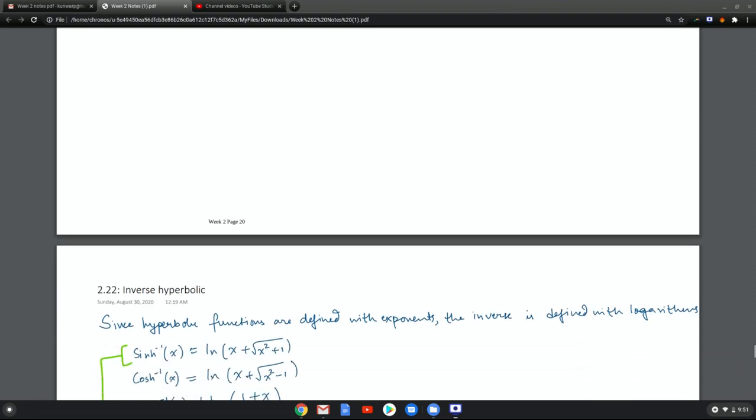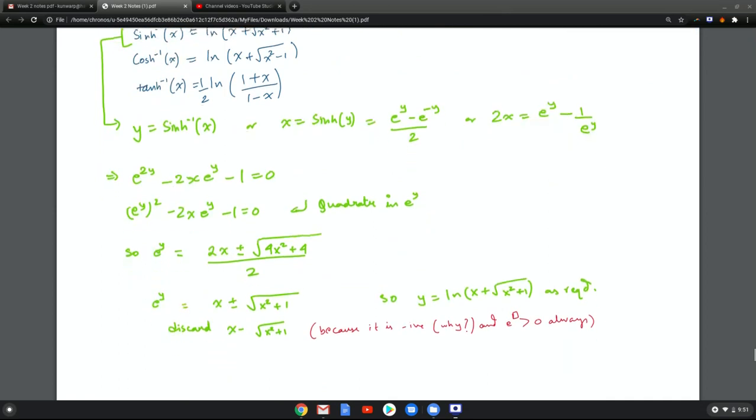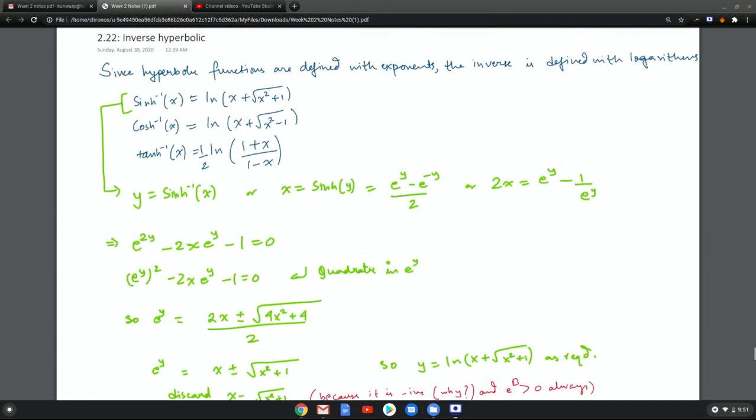Now, since we have looked at the hyperbolic functions, obviously we also want to look at inverse hyperbolic functions. Now, the hyperbolic functions are defined with exponents, so the inverses are going to be defined with logarithms. And that's because, well, logs are the inverses of exponentials.